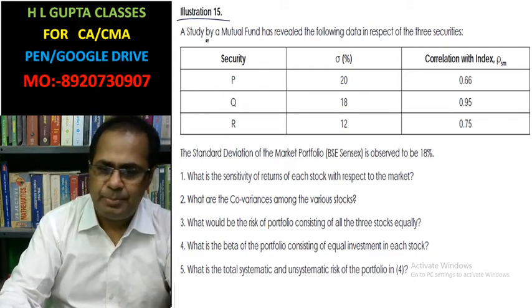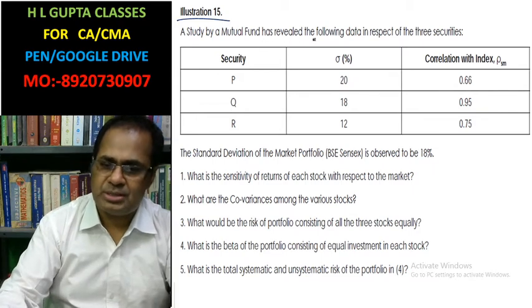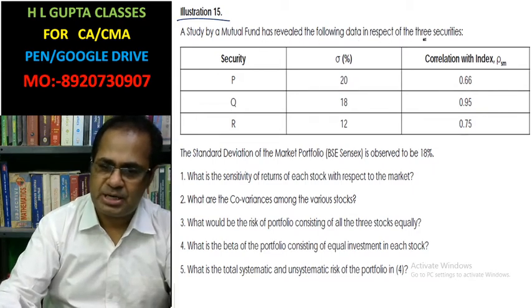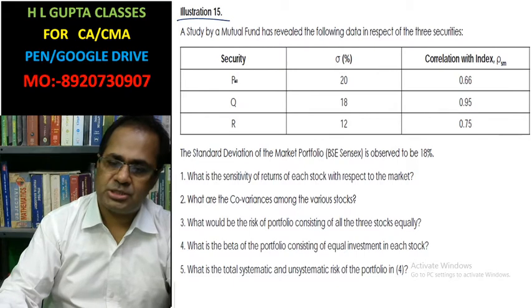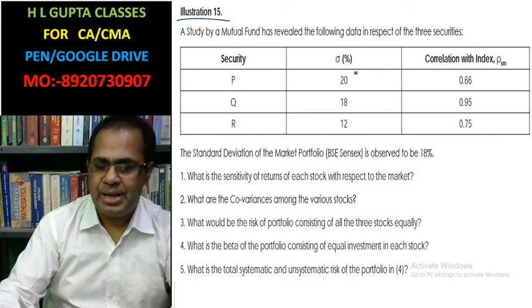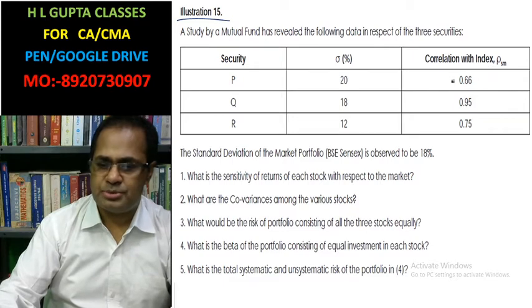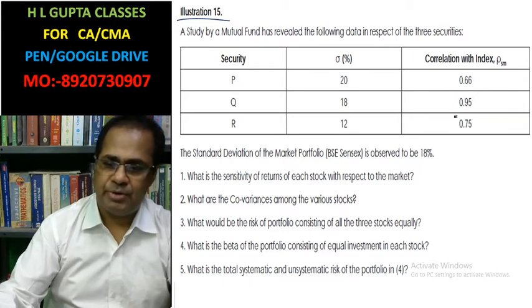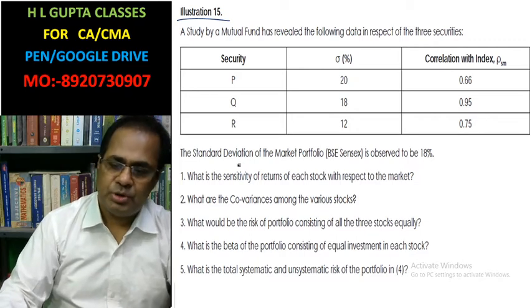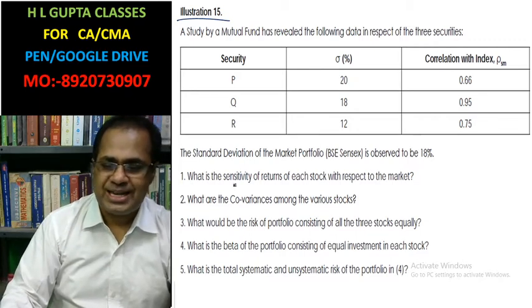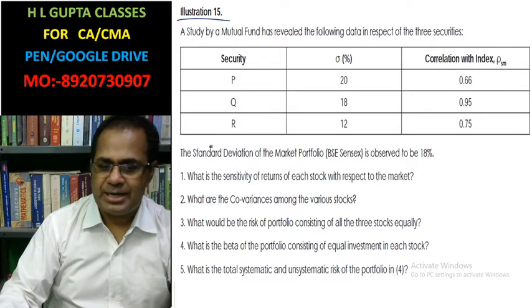A study by the mutual funds reveals the following data in respect of three securities: P, Q, R. The standard deviations are 20, 18, 12, and the correlation coefficients of the securities with the market are given here: 0.66, 0.95, 0.75. First question is, what is the sensitivity? The standard deviation of the market is given as 18.